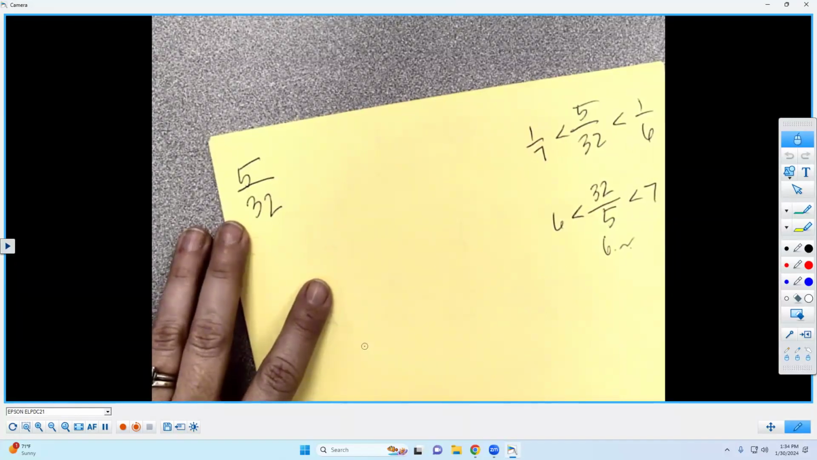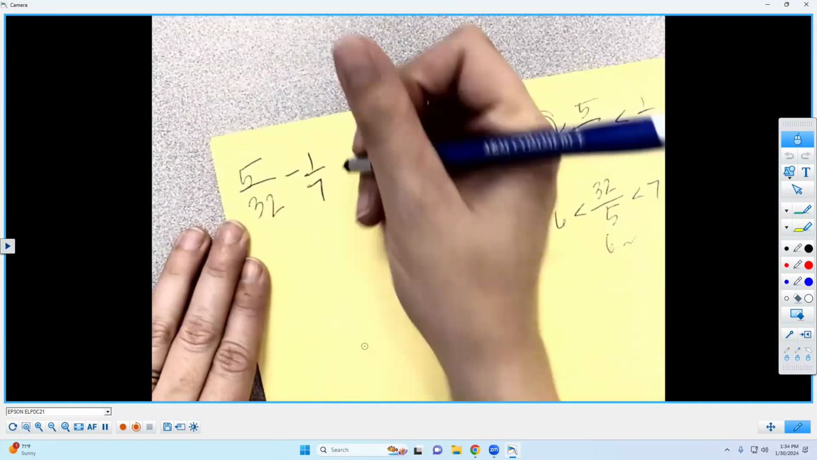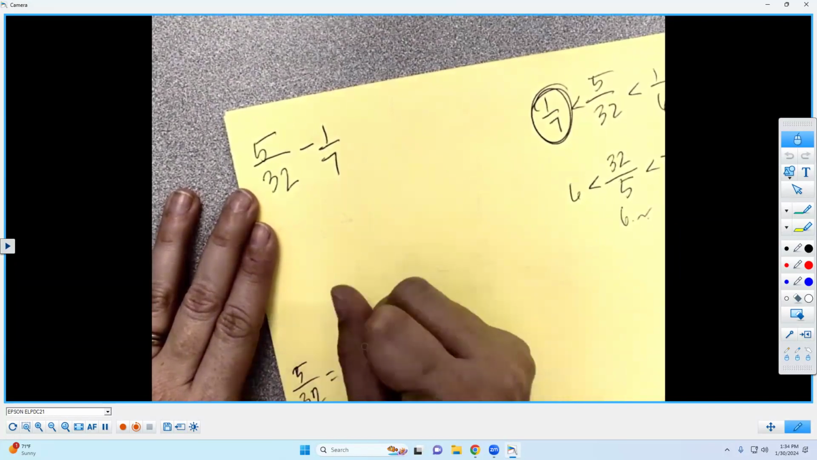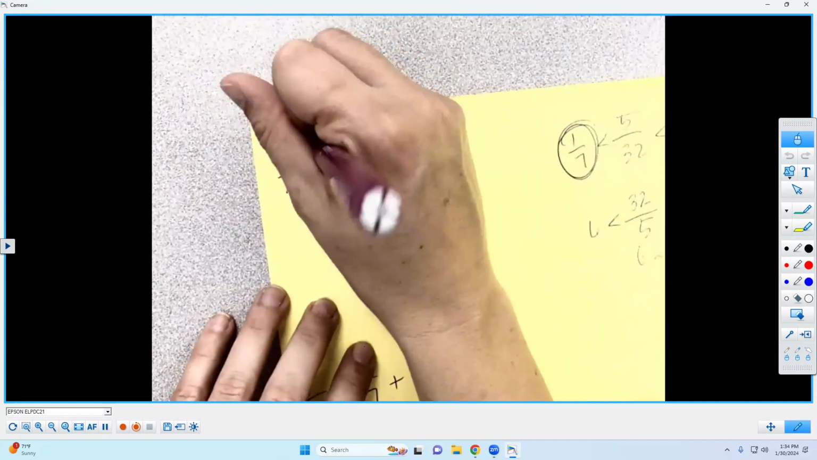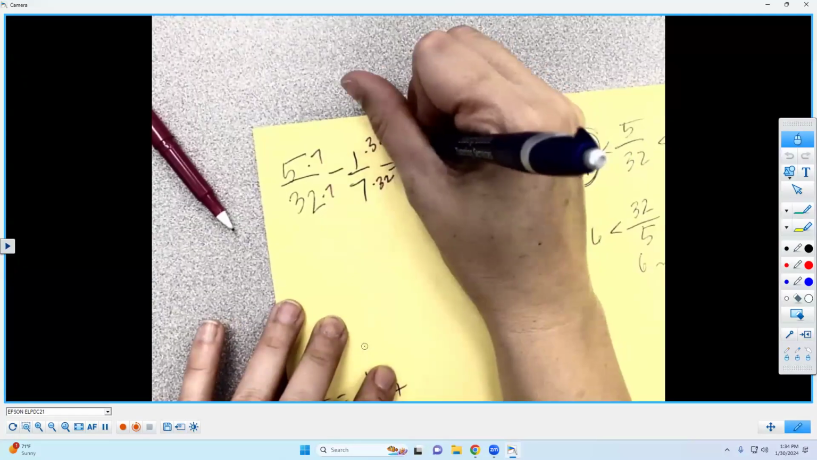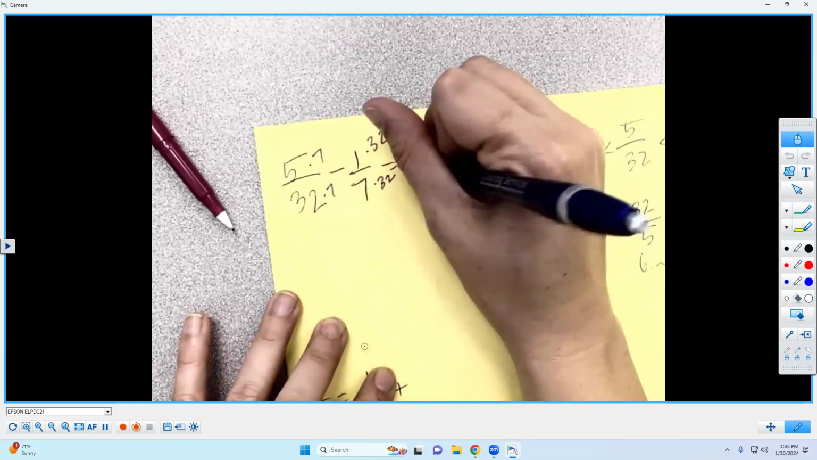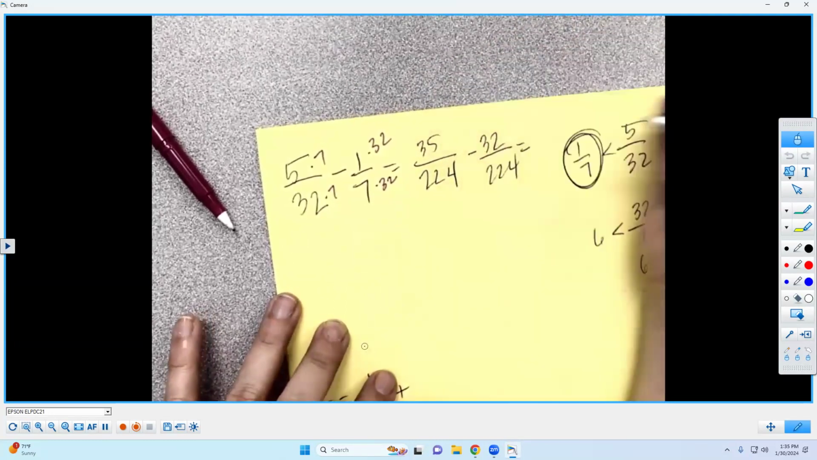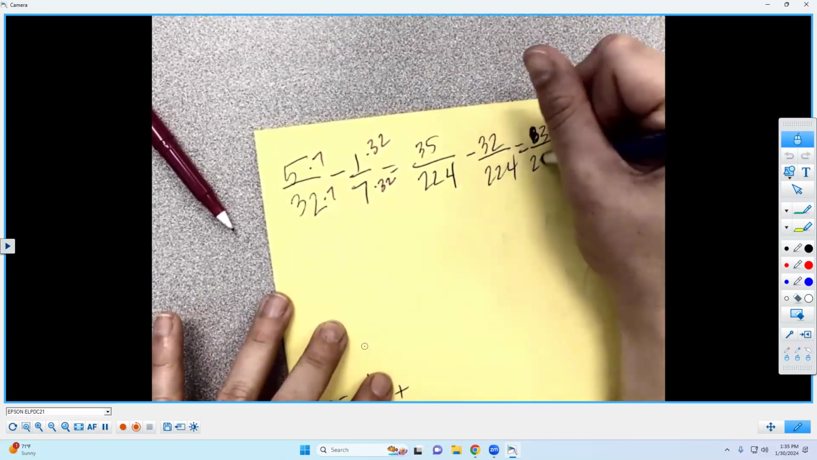So what's the biggest unit fraction I can subtract off? 1/7. So I'm going to subtract off 1/7. And for my head, I'm going to come down here and say 5/32 is 1/7 plus whatever I get here. So when I get a common denominator, feel free to do this part in your calculator, I don't care. It would be 35/224 minus 32/224, which leaves me 33. Nope, try again. 3/224.